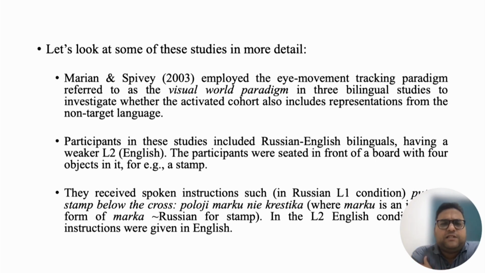Now, participants in these studies were Russian-English bilinguals having a weaker English, and their first language, as I said, was Russian. These participants were seated in front of a board with 4 objects on it. For example, one of these objects could be a stamp. Now, in a Russian L1 condition, they were receiving the instructions in Russian. For example, put the stamp below the cross, which in Russian is Poloji marku nije krestika. In the L2 English condition, they would receive the same instructions in English.